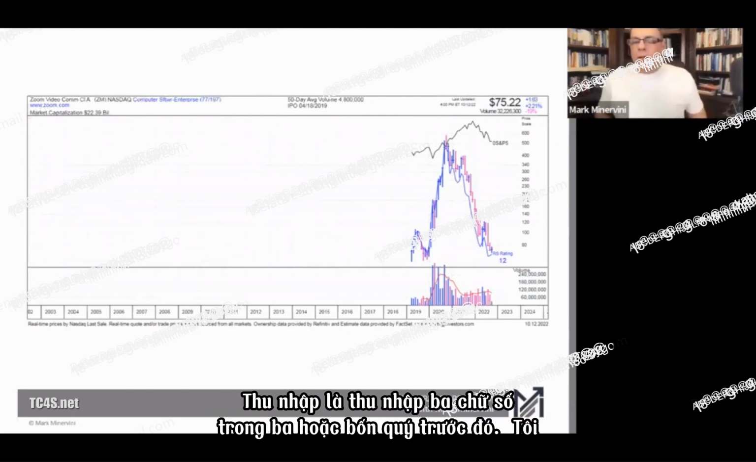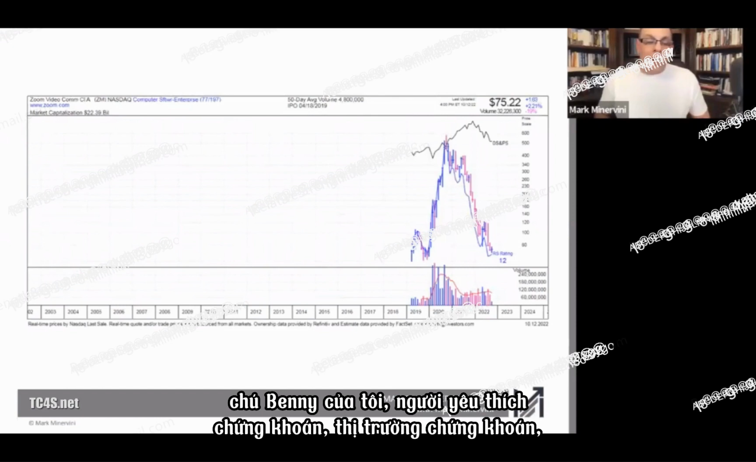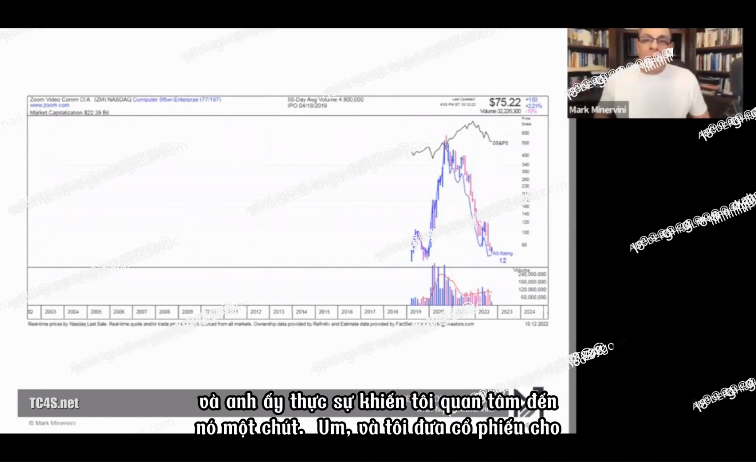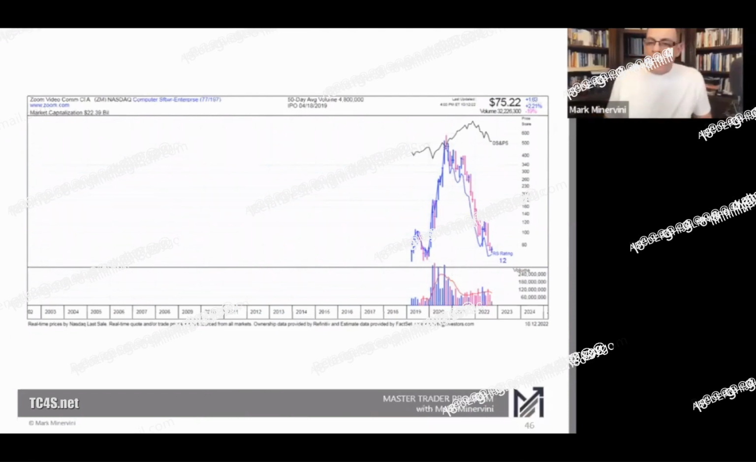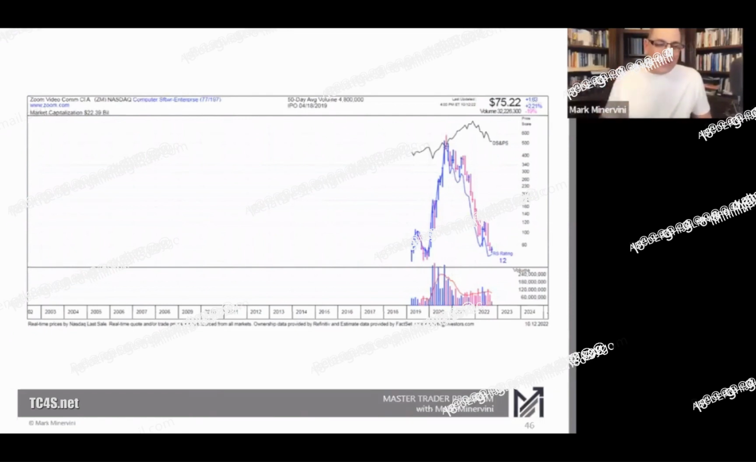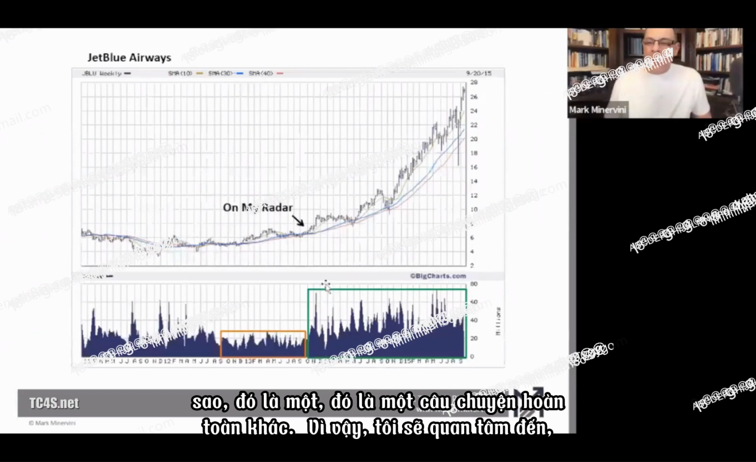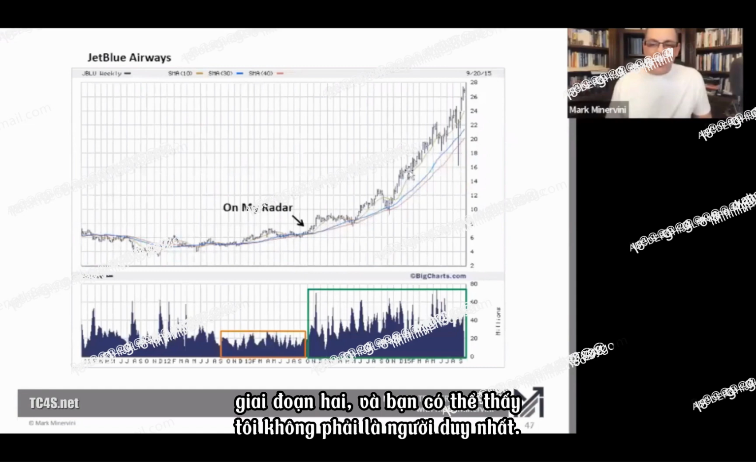The earnings were triple digit earnings over the previous 3 or 4 quarters. I bought the stock. As a matter of fact, I told my uncle Benny, who loved the stock market, he actually got me interested in it somewhat. And I gave him the stock, and the stock went up 400% from there. I was a big hero with my uncle. Unfortunately, he held it all the way down. I sold it. Anyway, that's a whole other story. So I'm going to be interested in a stock after it's coming out of stage 1. It's getting into stage 2, and you can see I'm not the only one.